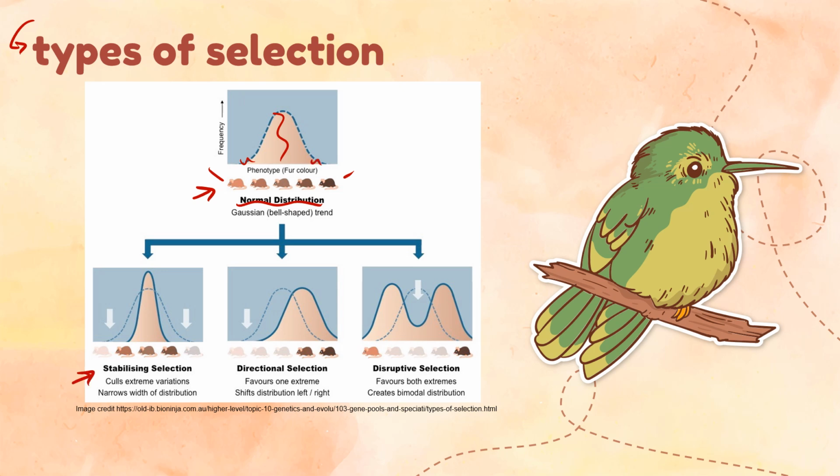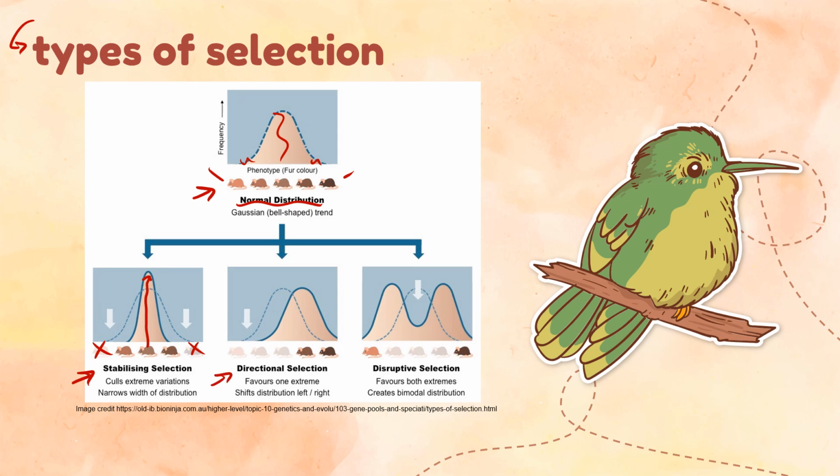Stabilizing selection is going to favor being an intermediate or average color. The mice that are medium colored are more likely to survive and reproduce. The very light, the very dark colored mice don't reproduce. We're going to see more and more average. This is stabilizing, where average is best.